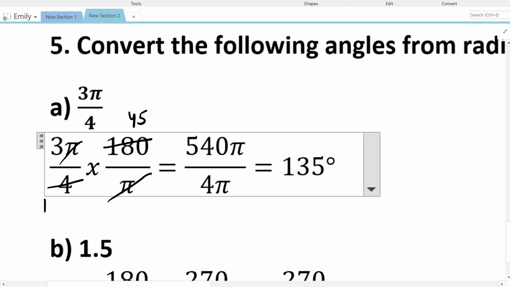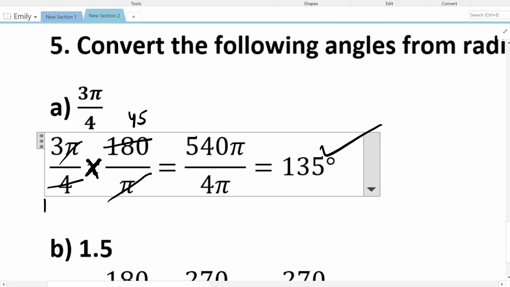Multiply. This x is a multiplication, right? It looks like x. So you wrote x by mistake, it's a cross times. Now you multiply that with that number, and you're going to get 135. That's a cool way of doing it.